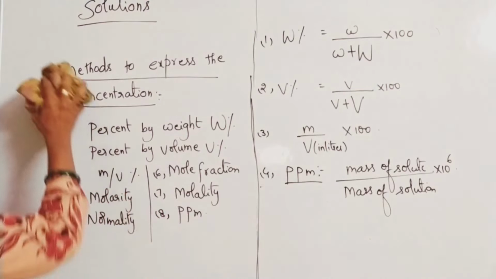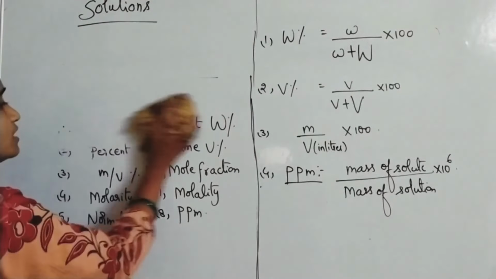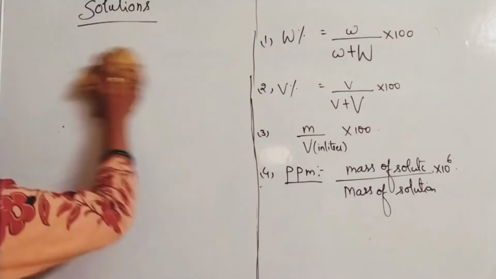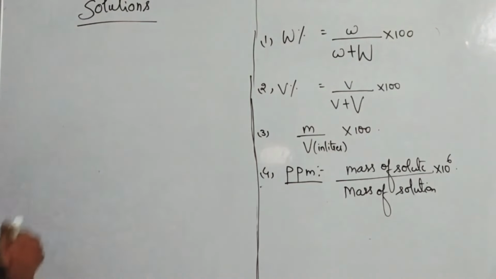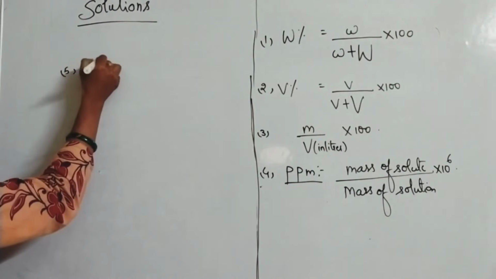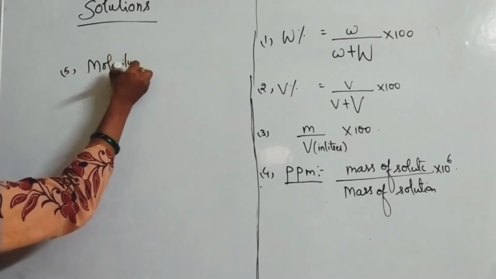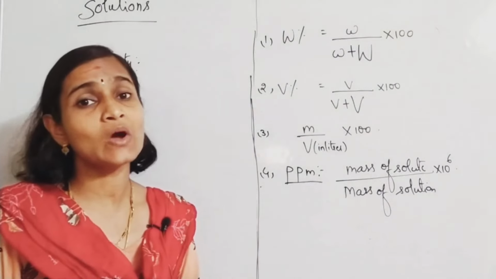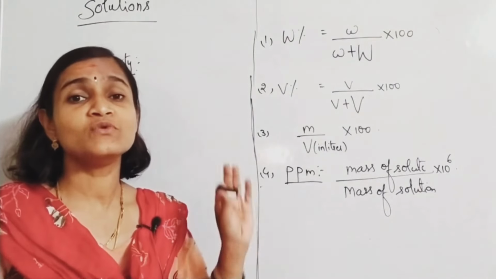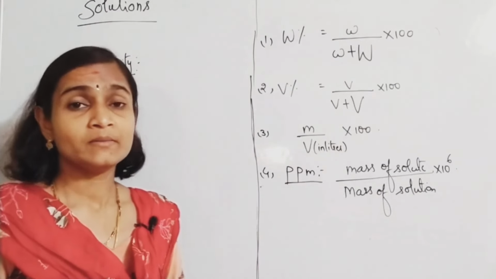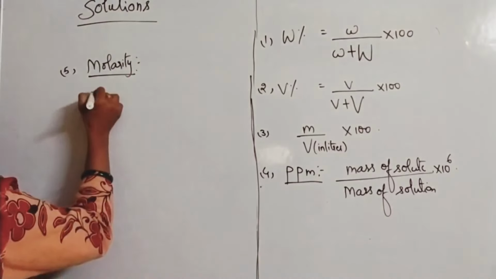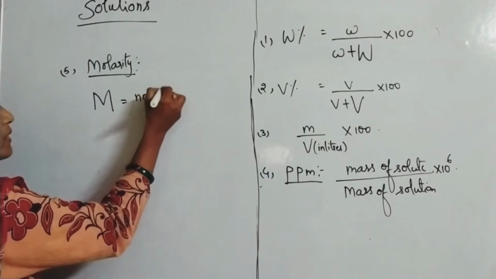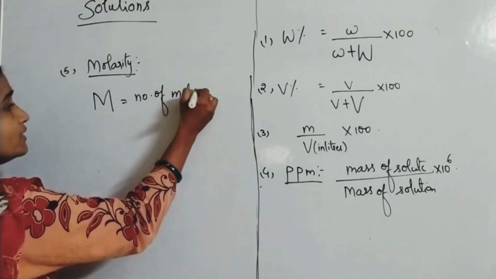Next we go for a very important concentration term, that is molarity. What is meant by molarity? The fifth one, molarity. Molarity means the number of moles of solute present in 1 liter of a solution. Please understand the points carefully. Molarity is denoted by the letter capital M.